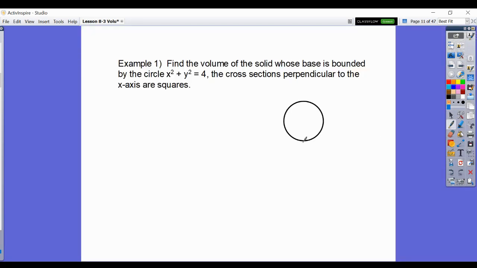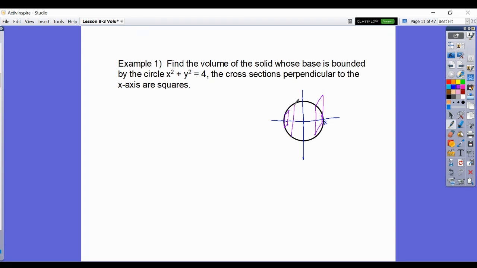All right, here's another example. Find the volume of the solid whose base is bounded by this circle. So the circle, x squared plus y squared equals 4. So a circle with a radius of 2 is my base. The cross sections to the x-axis, they're perpendicular to the x-axis. So they go this direction, and they're squares. So this is a standing up square. And right here we'd have a bigger one, and over here on the sides we'd have like little squares.